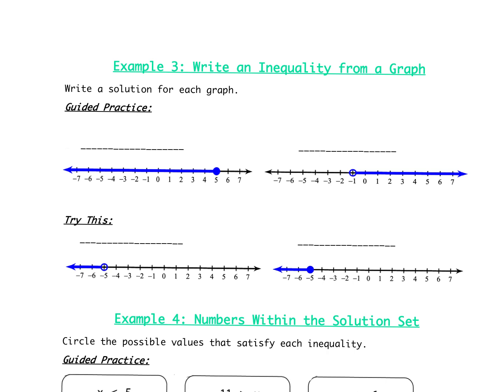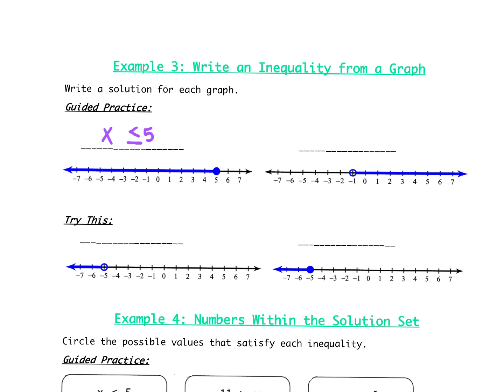So we need to remember a closed circle means that it is included. So I know it's going to have an equal sign. Well, at 5, all of these numbers are smaller than 5, so I know this is going to be a less than. All the numbers are less than 5, so we're going to say x less than or equal to 5.